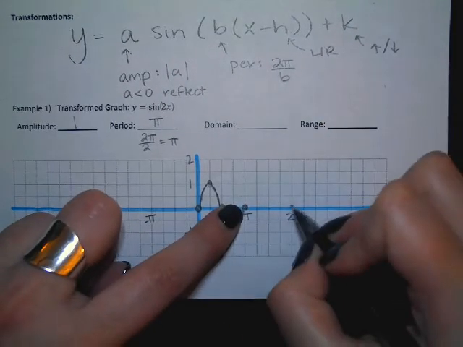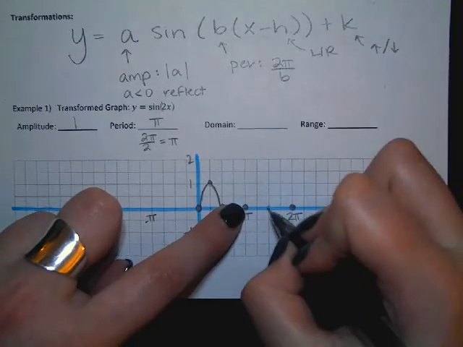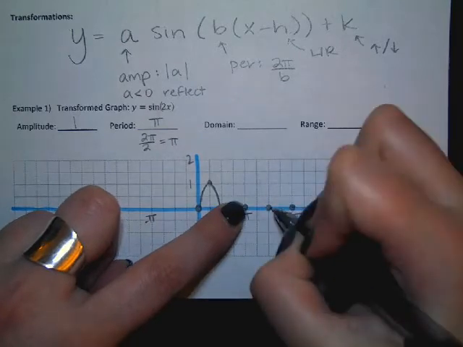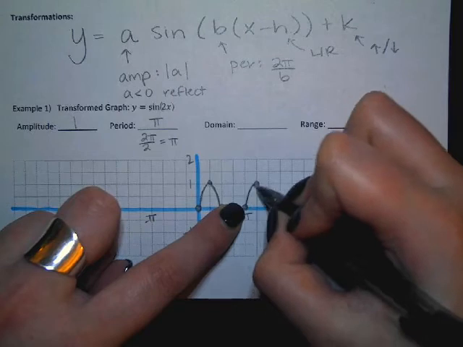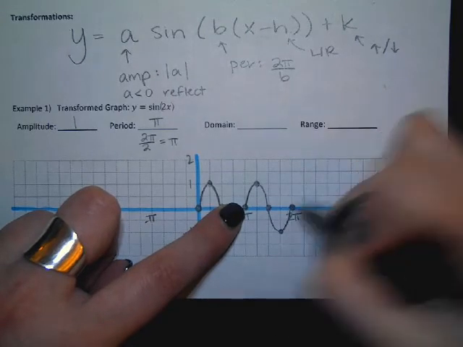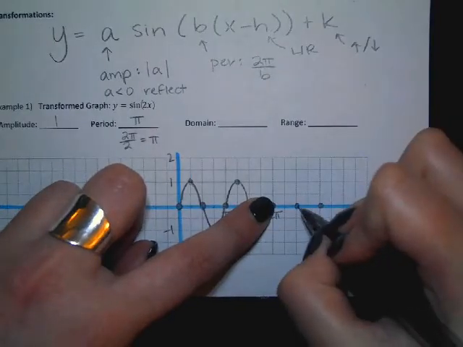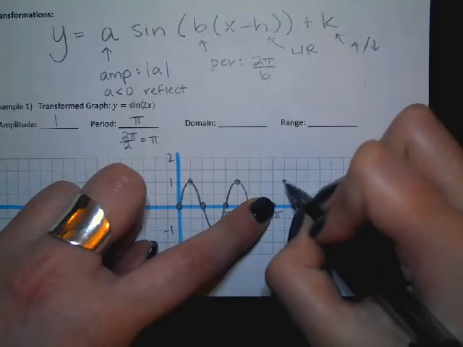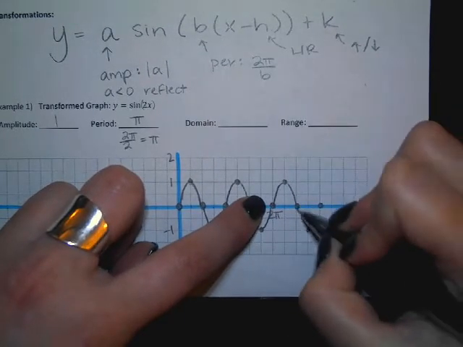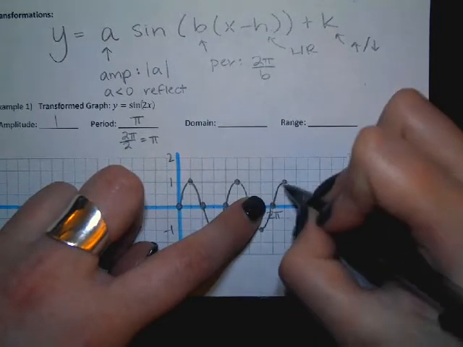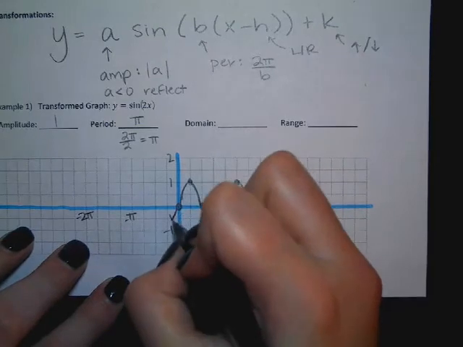So count the same number of boxes. This time it happens to be 4. So 0 at the beginning and the end, 0 in the middle. Between the first 2, it goes up. Between the second 2, it goes down. Count 4 boxes. 0 in the middle. Between the first 2, it goes up to 1. Between the second 2, it goes down. Okay, and then again, I'm going to just make sure I have my arrows.